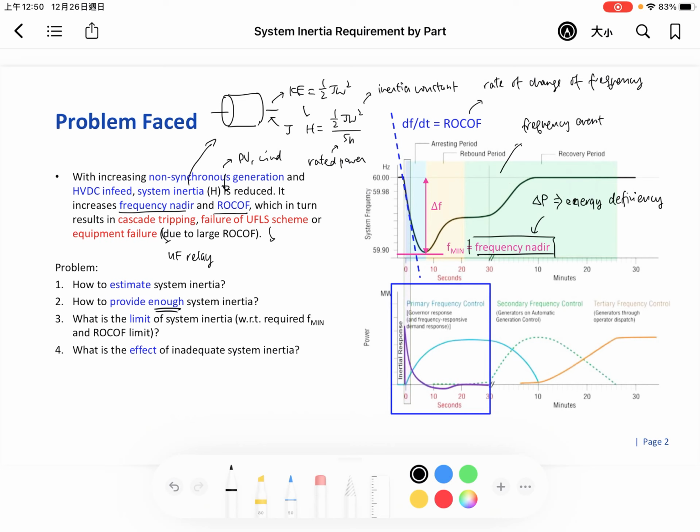And what is the effect of inadequate system inertia? It may not be a problem, but we try to emphasize it is a problem because we haven't faced these kind of problems. So let's look at the figures on the right. As you can see, there is some kind of frequency event.